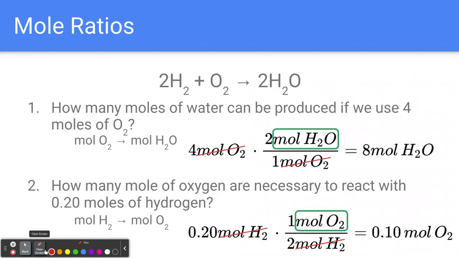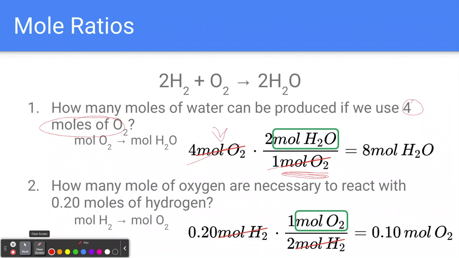So this next problem asks, how many moles of water can be produced if we use 4 moles of oxygen? Well, we're going to start with moles of oxygen and move into moles of water. So we start with our 4 moles of oxygen. This was given from the problem. So we're going to start there. Then we're going to put moles of oxygen on the bottom because that's what we would like to cancel. And then we're going to be left in moles of water up on the top.